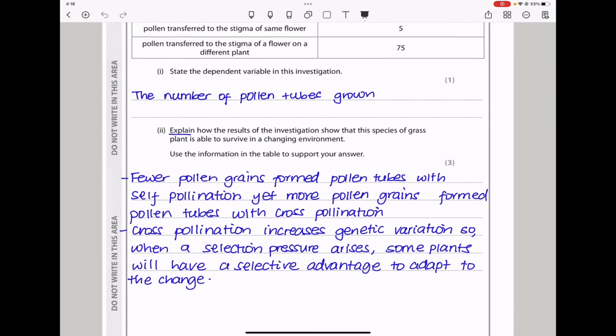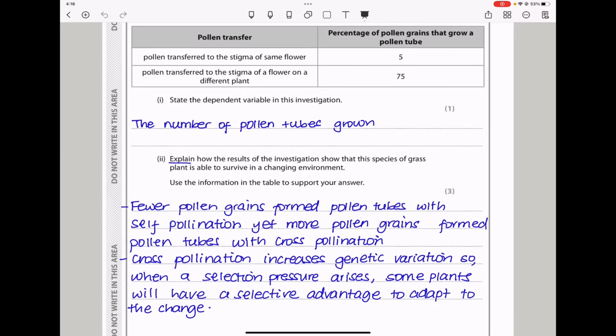The next one says, explain how the results of this investigation show that this species of grass plant is able to survive in a changing environment. Use the information in the table to support your answer. So in this case, we saw that fewer pollen grains were able to grow when placed on the stigma of the same plant, while on the stigma of a different plant, more grew. It means more cross-pollination occurs than self-pollination. And if cross-pollination occurs, there is going to be an increase in the genetic variation, and that means the plants are going to have better adaptation in order to survive when conditions change.